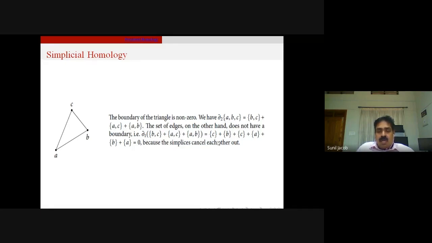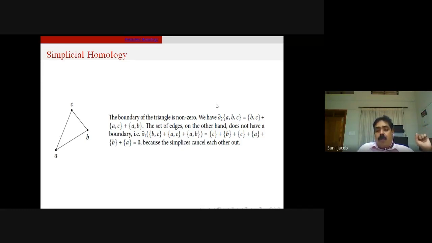That is C, singleton C plus B plus C plus A plus B plus A. Therefore, each one occurs twice. So when you add that up, obviously the coefficient becomes 2, and 2 is equivalent to 0 under modulo 2. We are all doing the operation. Therefore, what do you get? 0. Therefore, the boundary does not have a boundary. Boundaries themselves do not have a boundary.